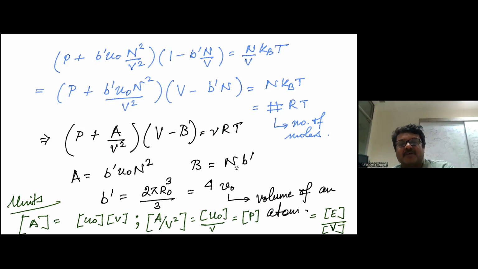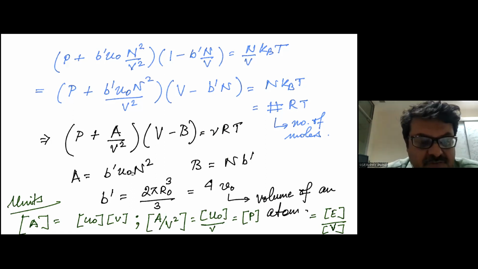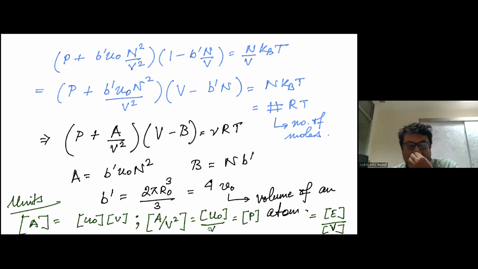So capital B is n into 4 times the volume of an atom of the gas. Capital A here is 4 times the volume of the gas into the minimum of the energy between a pair, the energy scale of the problem, into n square, right? So as you see, B has units of volume, and this has units of energy. Just to check, capital A has units of energy into volume, and then this term A by V square is energy by volume.